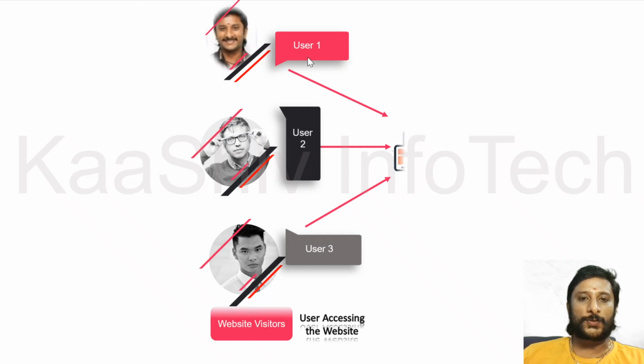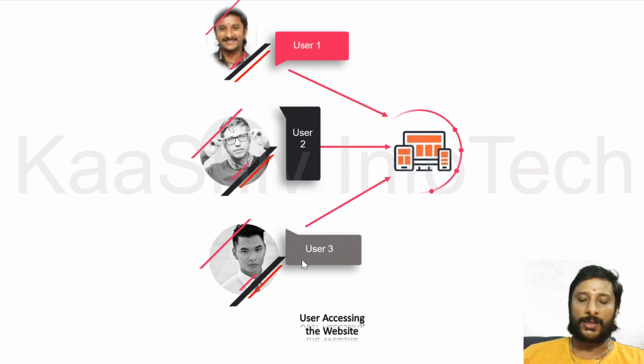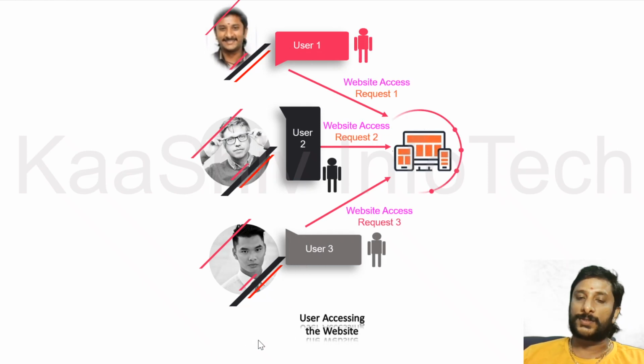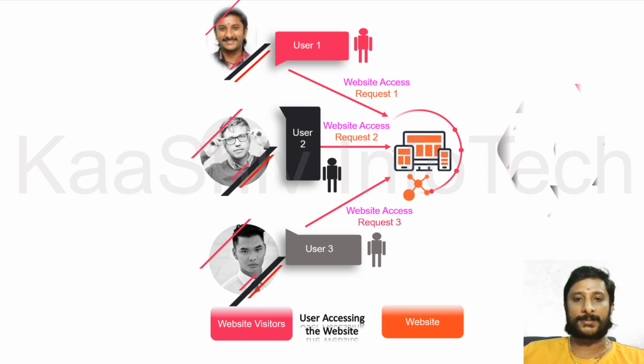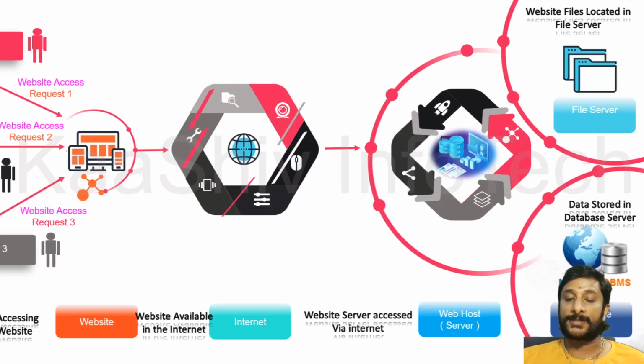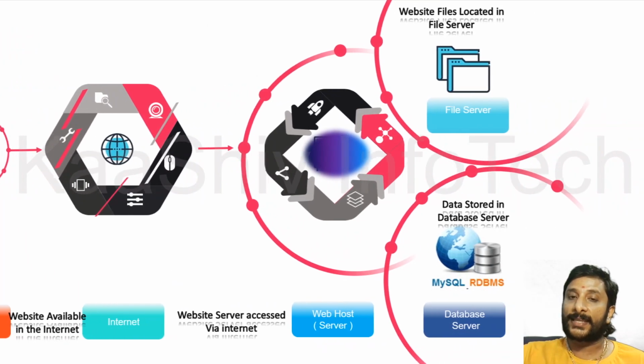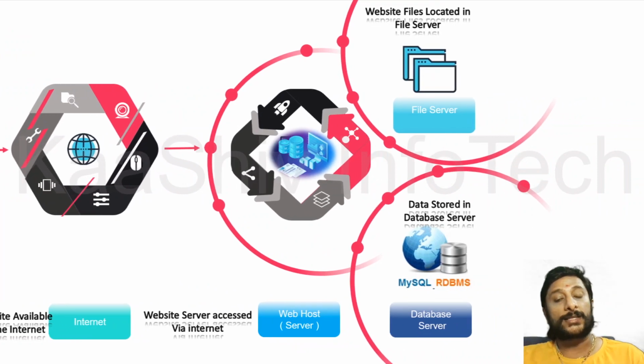So we got users, user 1, user 2, user 3, and they are the website visitors. They are requesting website access. That is called a web request. The web server will have two things: the file servers and the database.